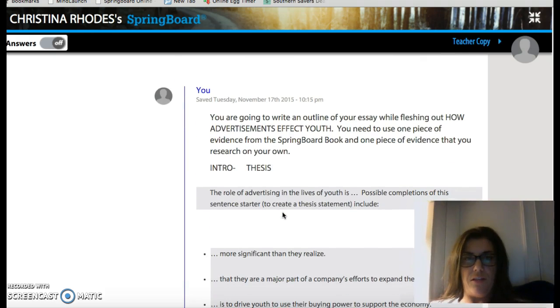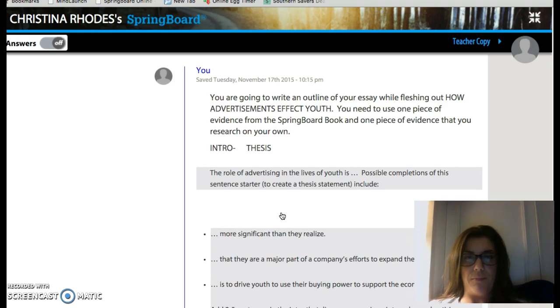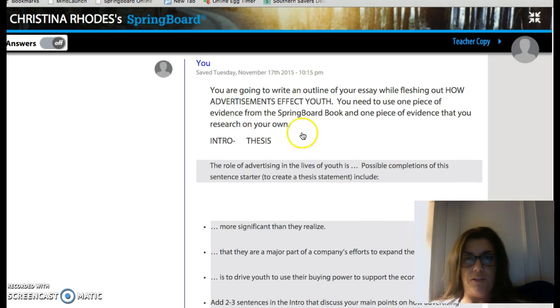So I am going to have you write this down on a piece of paper in just a second. I'm going to read you the first set of directions, and then I'll have you write it down where it starts getting gray. So it says, you are going to write an outline of your essay while fleshing out how advertisements affect youth. You need to use one piece of evidence from the Springboard book and one piece of evidence that you research on your own.